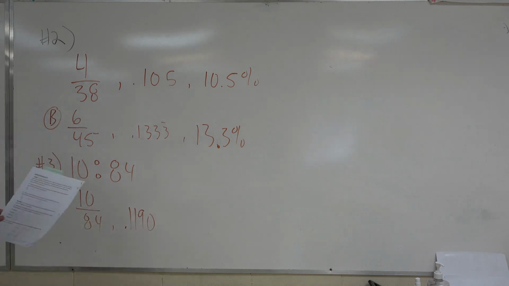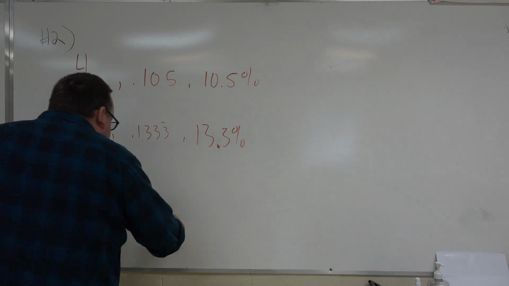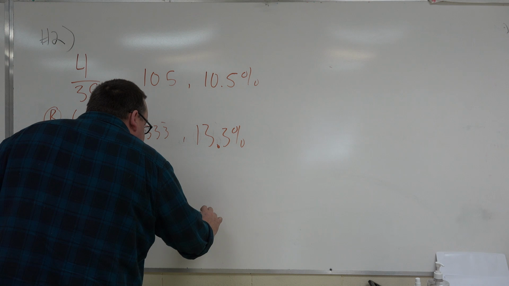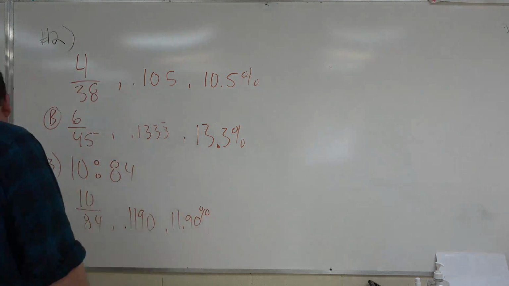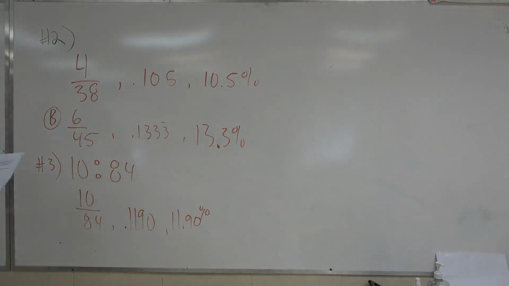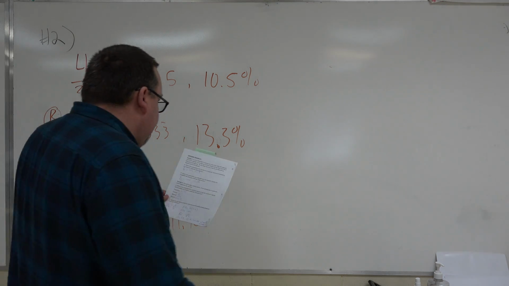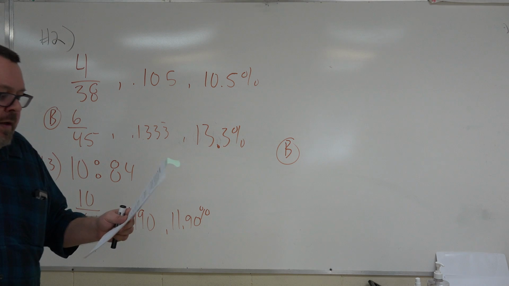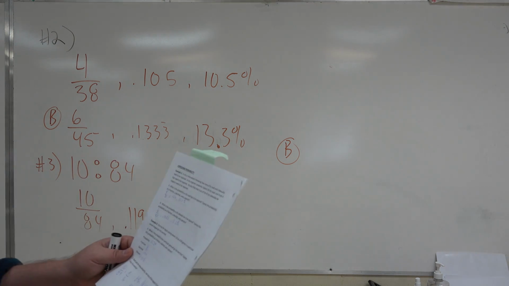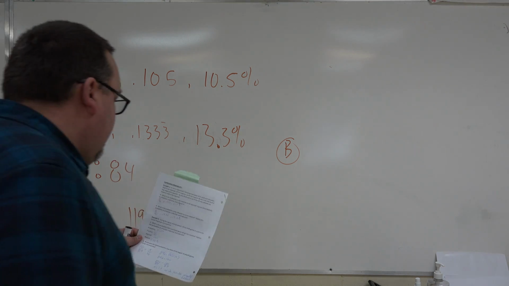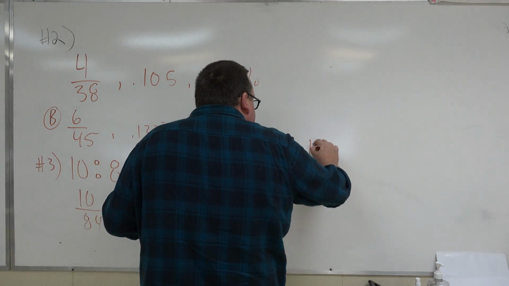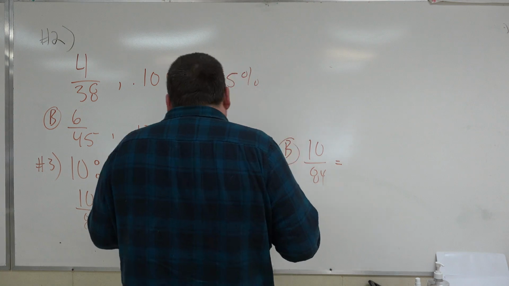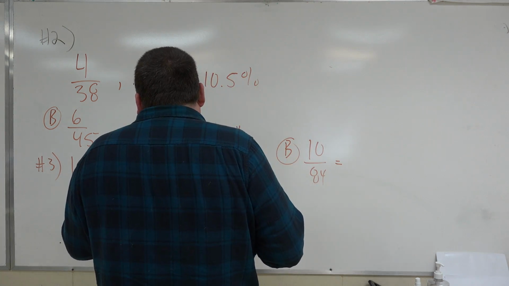As a percent, that's going to give you 11.90%. Now this is where things are going to be a little different here for 3B. It asks you, based upon the above probability, how many of the league's 16 playoff games will go into overtime? Well, you have 10 out of 84 that will, but we're going to say how many of the 16 playoff games will go into overtime.